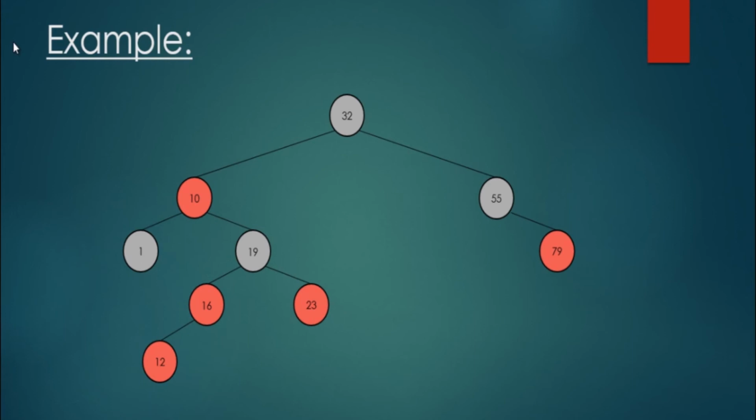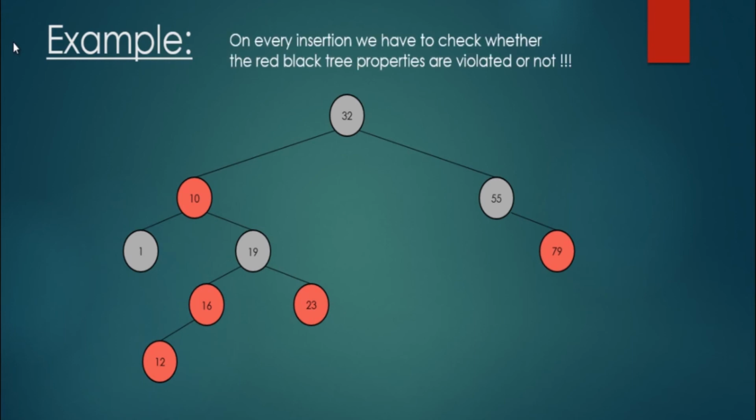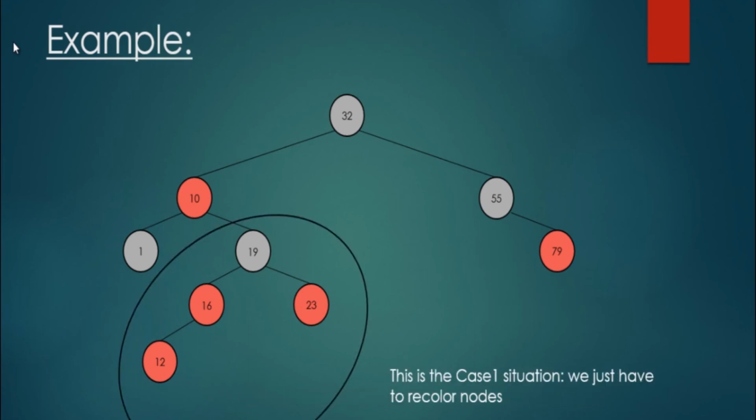And we come to the conclusion that, okay, we have inserted our node, so we have to check whether the red-black tree properties are violated or not. And it is violated because the node 16 is red and its child 12 is red too. And in a valid red-black tree, every red node has 2 black children. So it is not good, and it is violated because the red node has a single red child. And this is the case 1 situation, as you may consider.